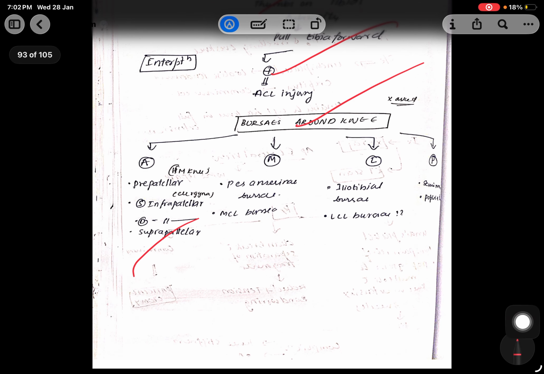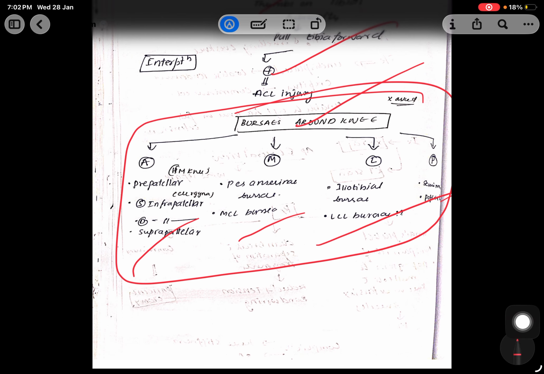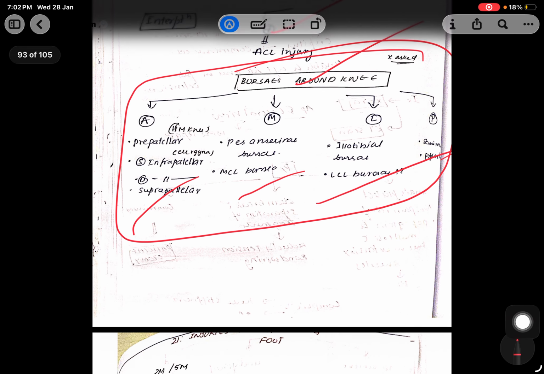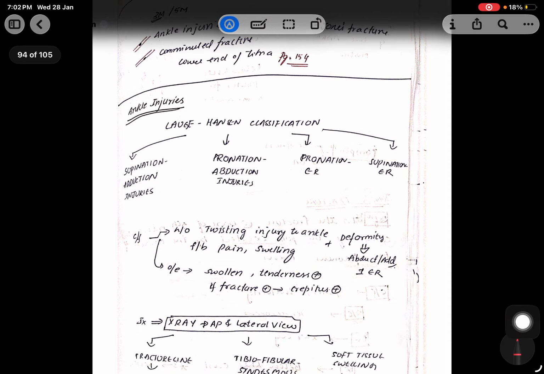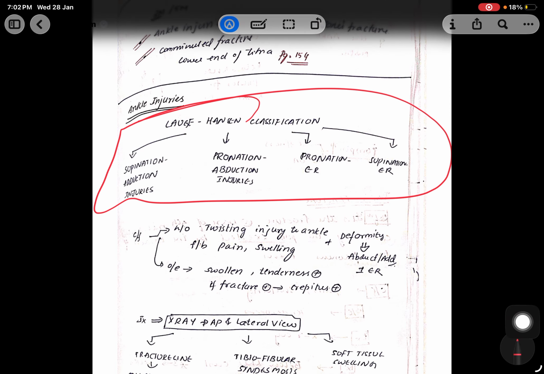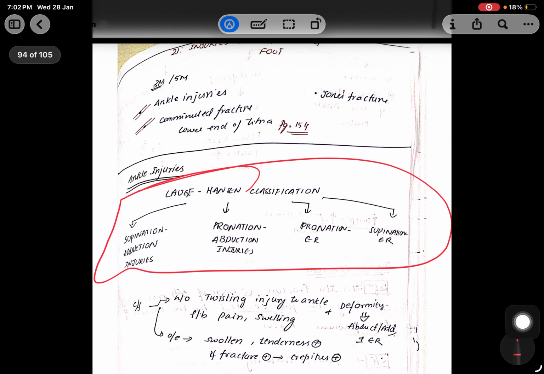There's nothing for me to explain. Again, bursae around the knee, not asked much, but make sure you know it. Diagram it. It's an anatomy question. Okay, ankle injuries. Again, there is a classification. If you want, you can study, but I don't think it's that important. Okay.